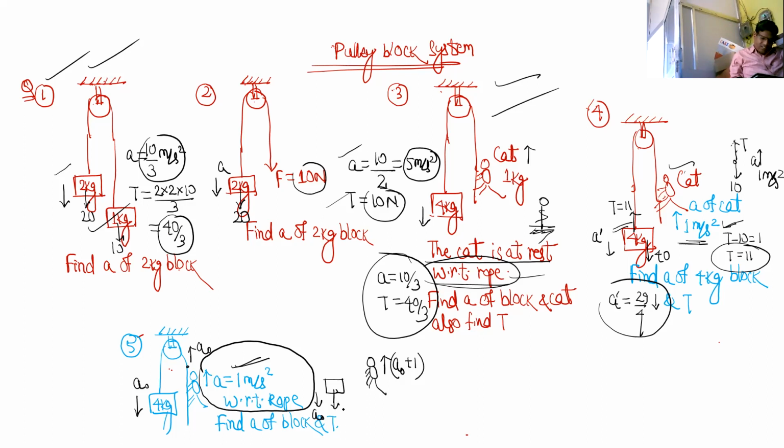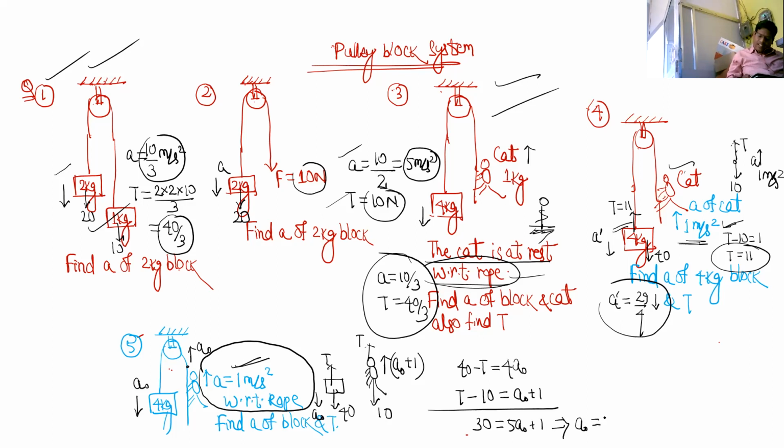So let's draw the diagram. Here it is 40. On this side it is tension T, here it is tension T, and on this side gravitational force 10. So now the equation for the block becomes 40 minus T equal to 4A. And for the cat it becomes T minus 10 equal to A naught plus A. Now by adding, we get 30 equal to 5 A naught plus 1. So A naught equal to 29 by 5.